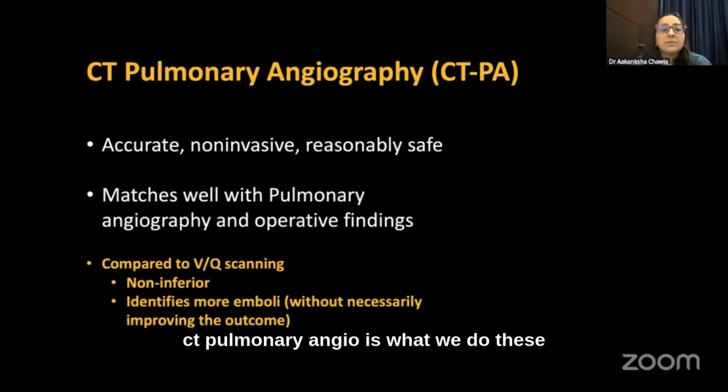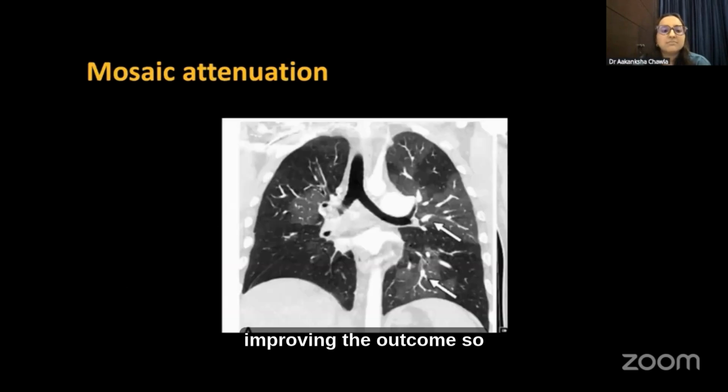So CT pulmonary angio is what we do these days, even for these patients. It is accurate, it is non-invasive. When you compare it to VQ scanning, it is non-inferior. It identifies more emboli without necessarily improving the outcome.